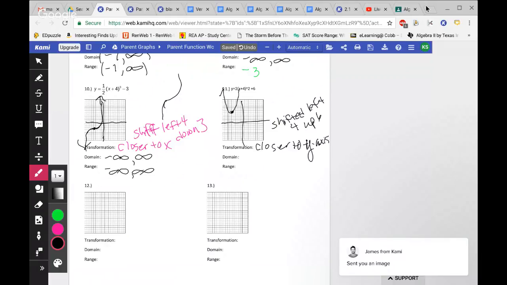But once again, those rays are going to continue forever and ever. So my domain is still going to remain negative infinity to infinity because those rays will get wider and wider. But the range, however, is going to start at 6 and go on into infinity. Okay? Okay.